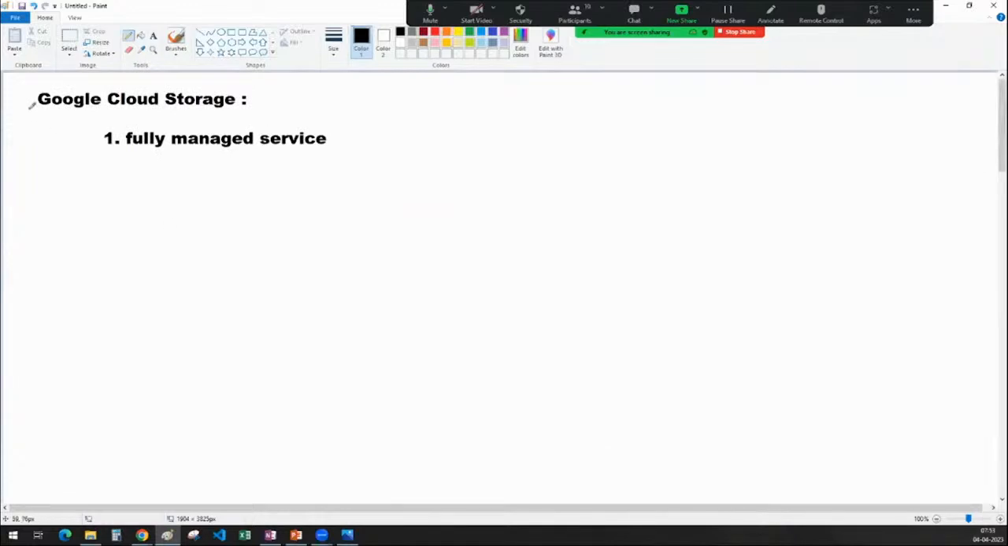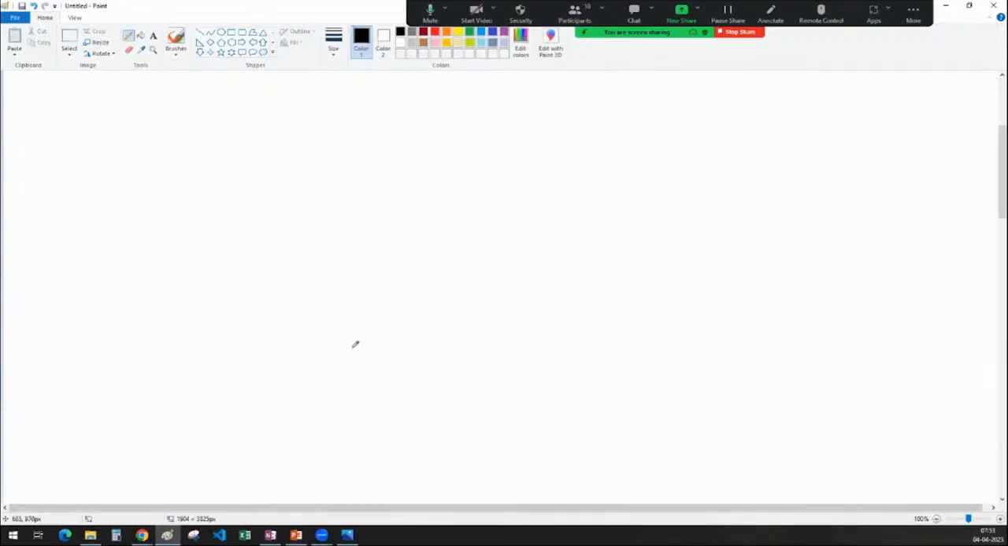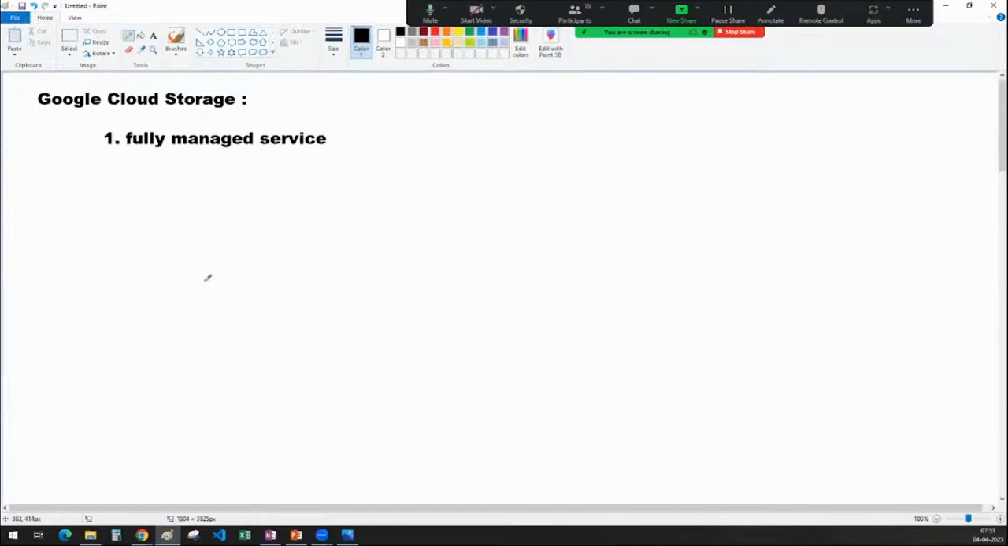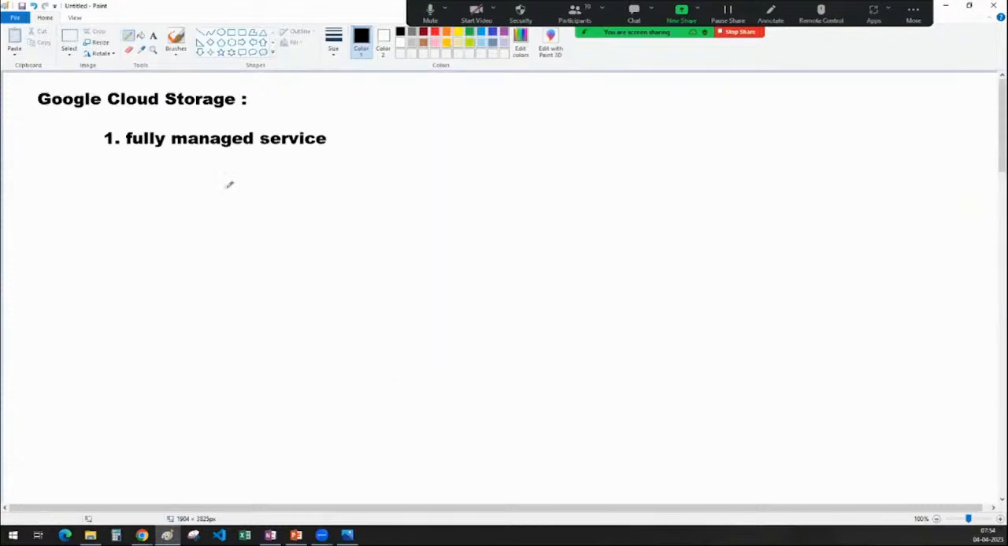Now, if I go to Google Cloud Storage, is it managed or fully managed? Fully managed is also called serverless, sir, sometimes. Google Cloud Storage is a fully managed service. What does that mean? All the infrastructure required is provided. You can also say it is a managed service or fully managed.